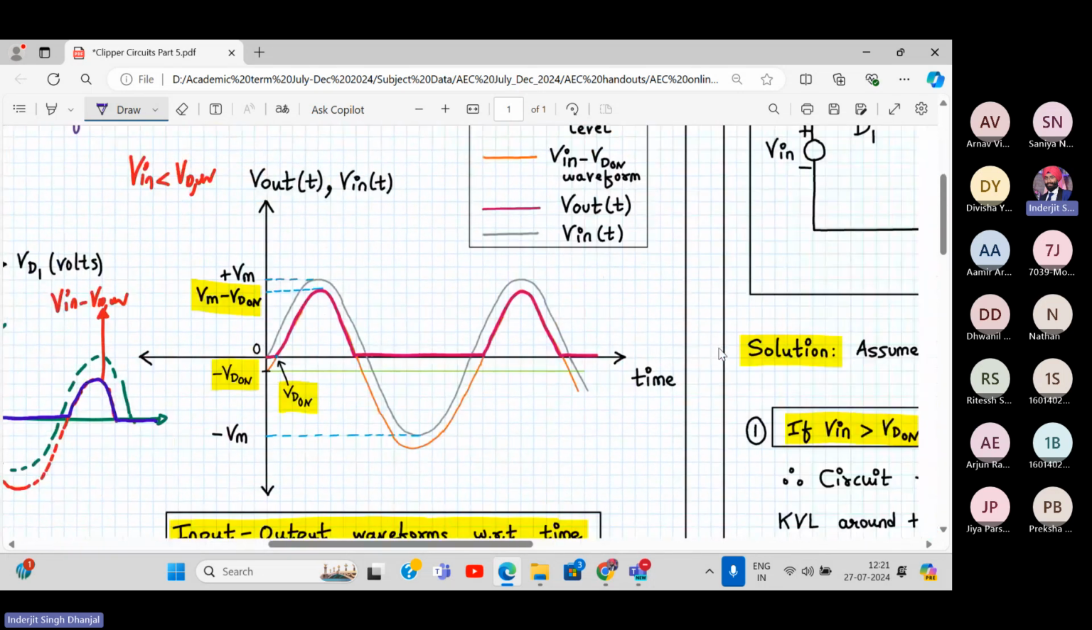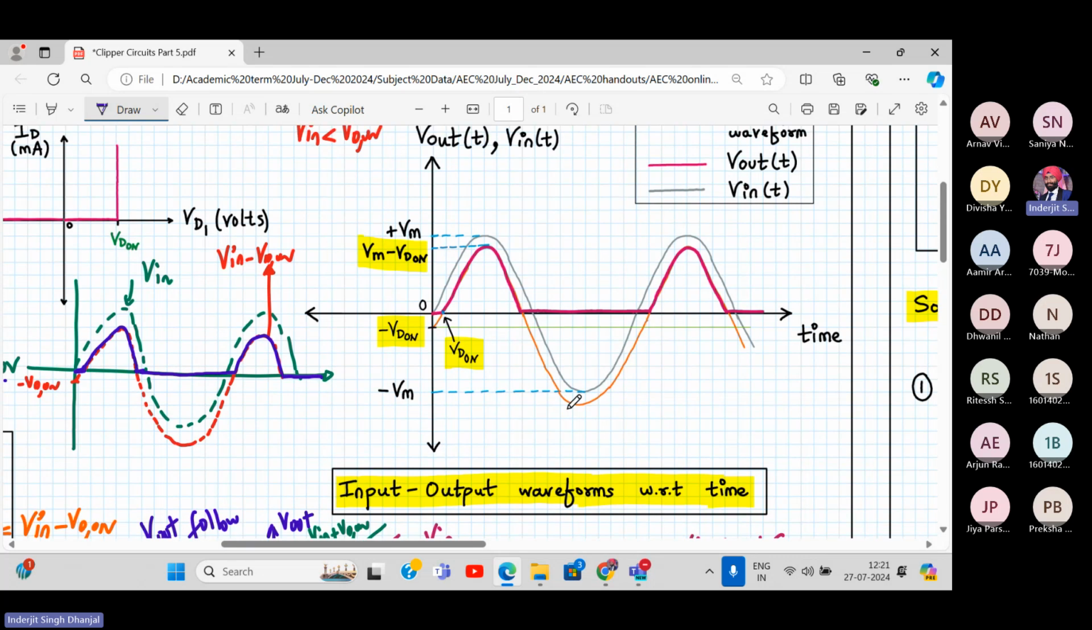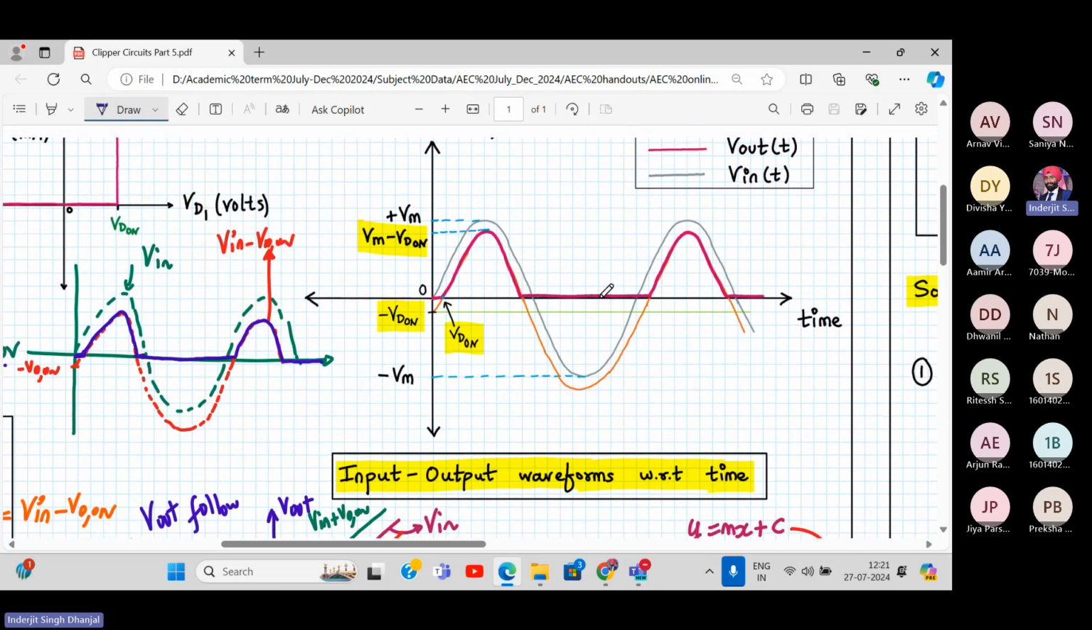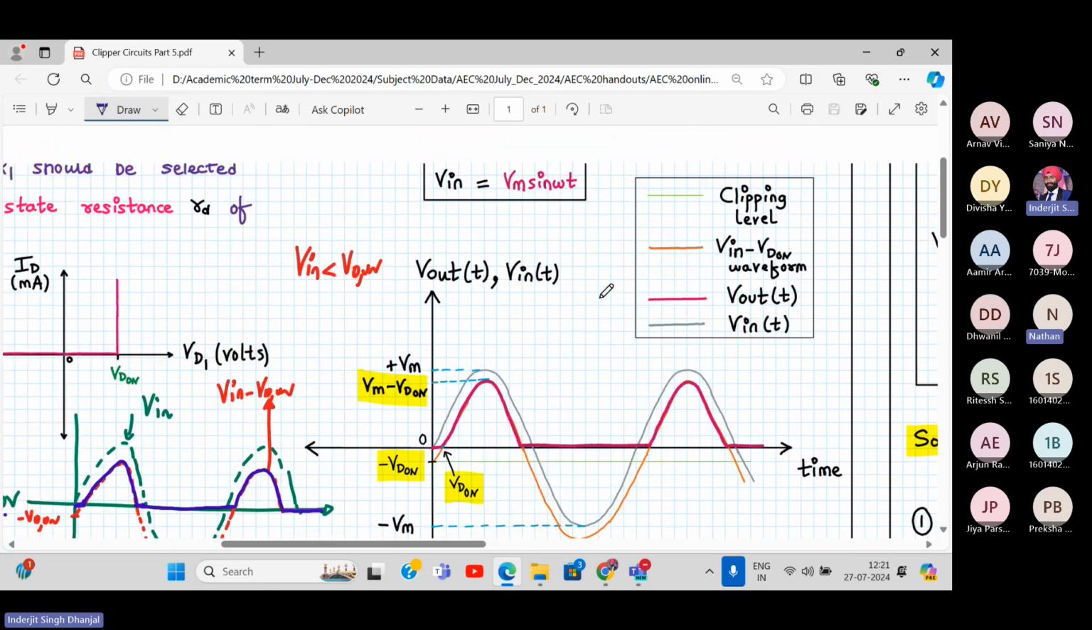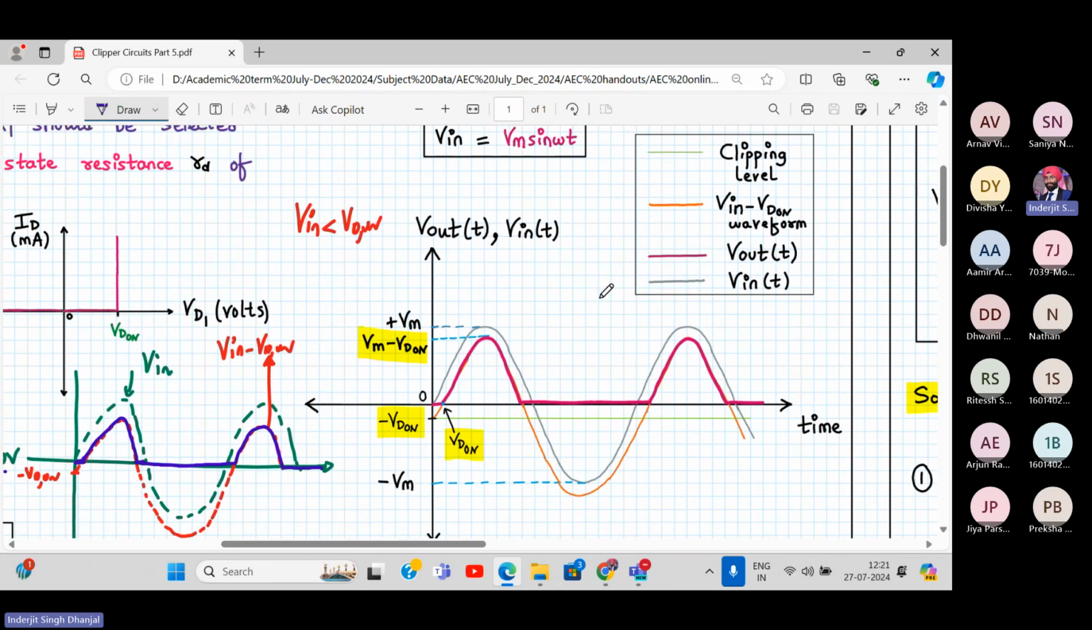Did you all understand this clipper number 8? Because it was very crucial to understand this. Do you still have a doubt about the clipping level, or is it clear now? Clear, students? Yes. Okay.